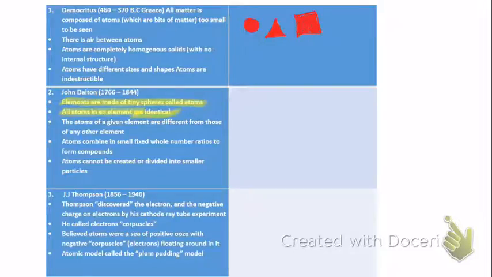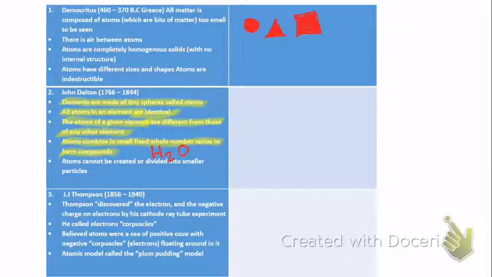He also proposed that the atoms of a given element are different from those of any other element. So he's saying that carbon atoms are different than oxygen atoms, all right? He also said that atoms combine in small fixed whole number ratios to form compounds. For instance, oxygen atoms and hydrogen atoms got together and formed the compound water in a fixed ratio of 2 to 1, which we've already talked about.